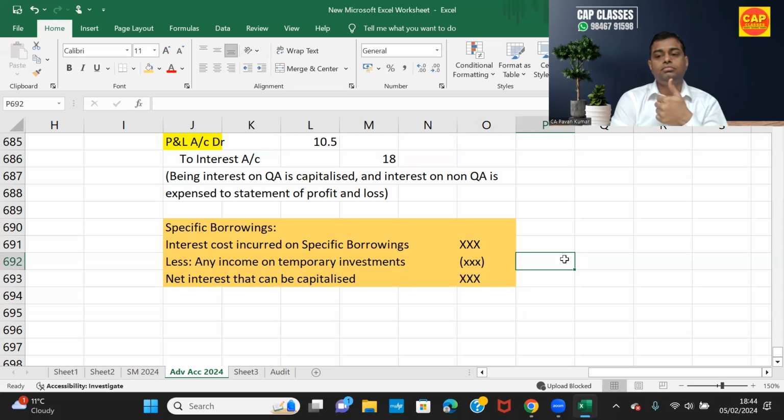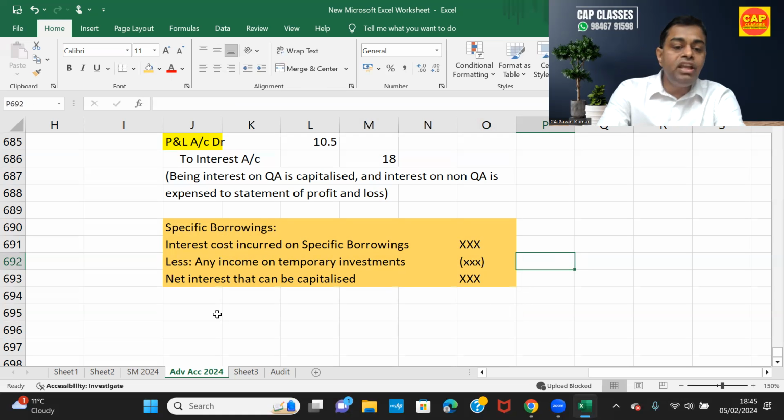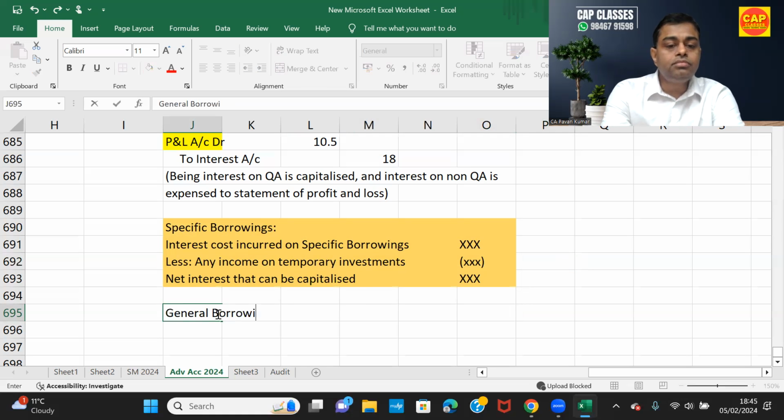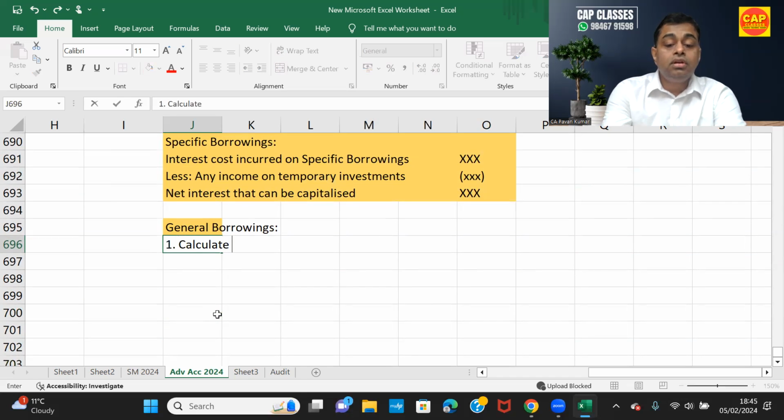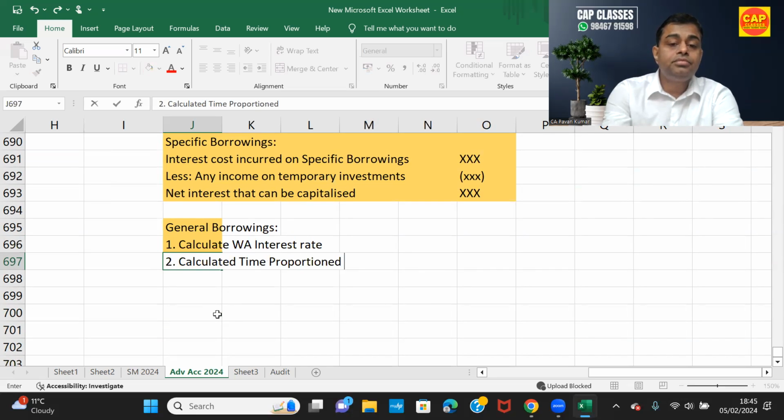Is it okay? Yes, sir. Okay. Now, sir, what if it is a general borrowing? If it is general borrowings, we will have to calculate the weighted average interest cost. The weighted average interest rate you will calculate, to apply on the time-proportioned value of the qualifying asset.